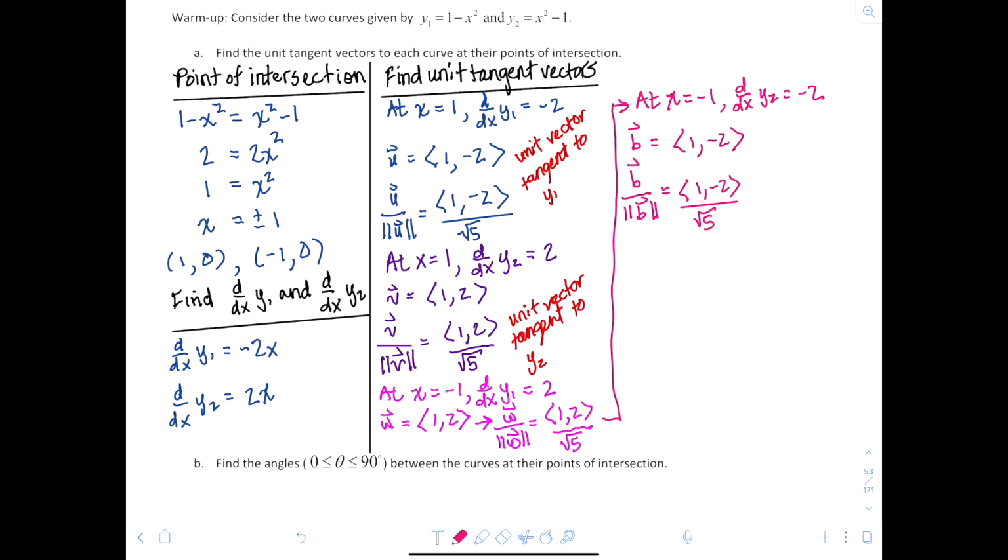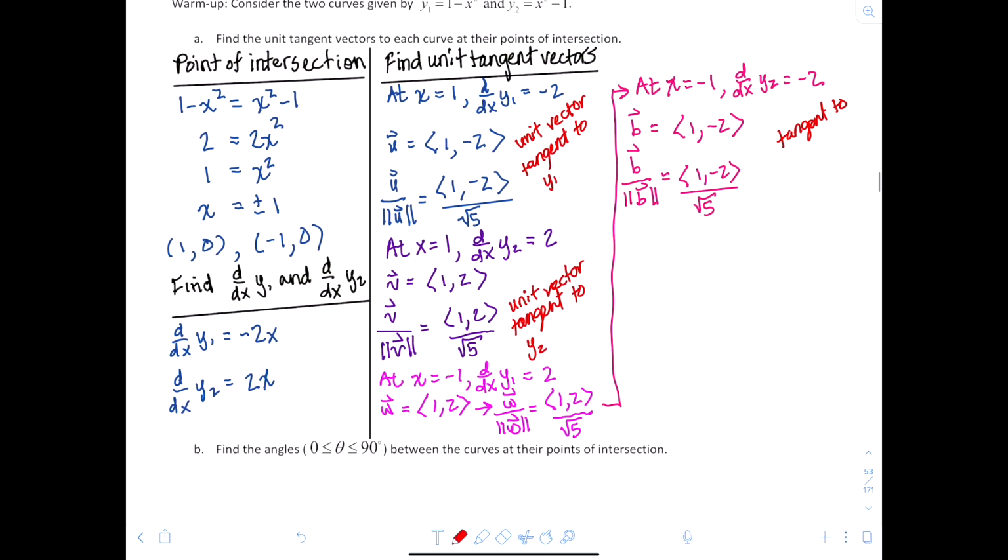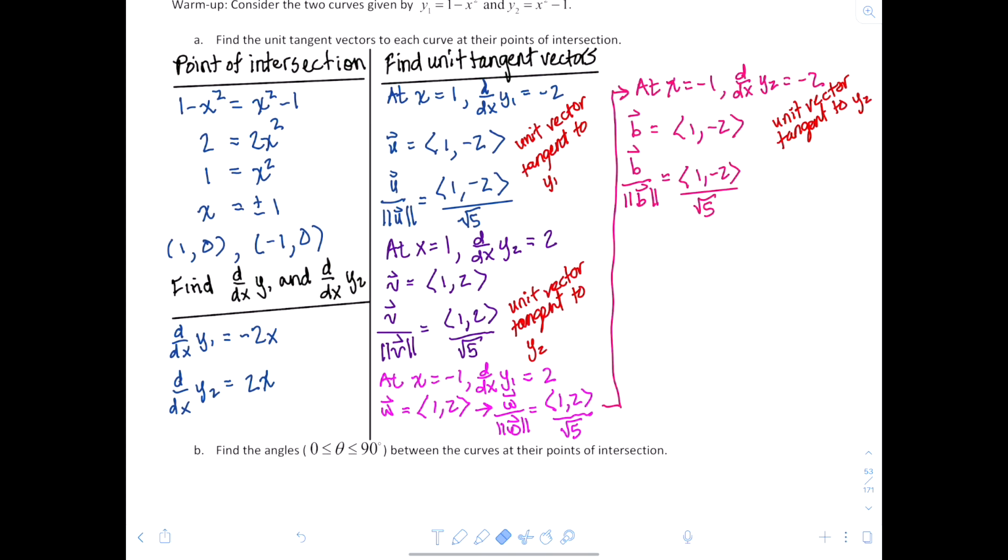Okay, so this one here that we did just now is the unit vector tangent to y2, and this one was the unit vector tangent to y1. Cool, cool?